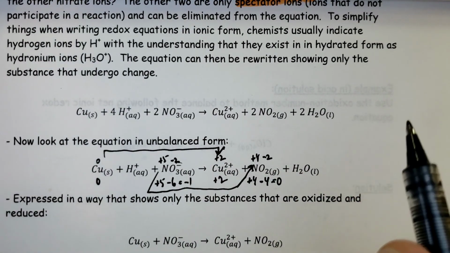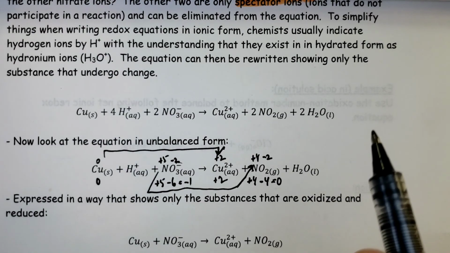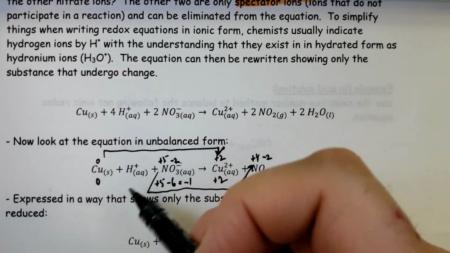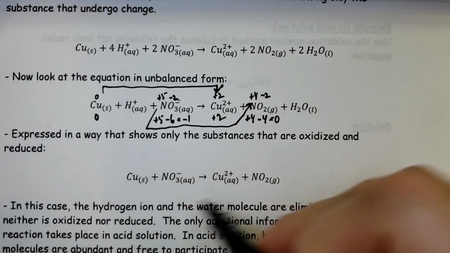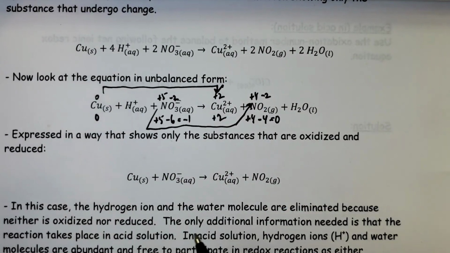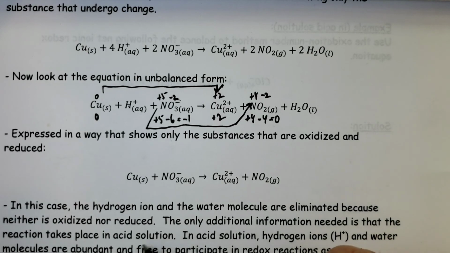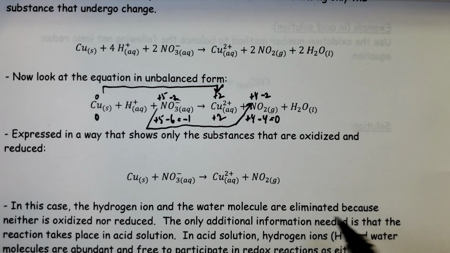Look at that. So this nitrogen is getting reduced. You can see the things that aren't doing anything in terms of redox are the H+ and the H2O, so they get omitted. And then I just have this. So in this case, the hydrogen ion and water molecules are eliminated because neither is oxidized nor reduced. The only additional information needed is that the reaction takes place in an acid solution.